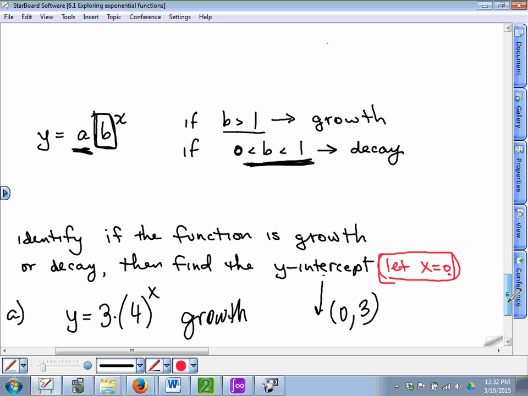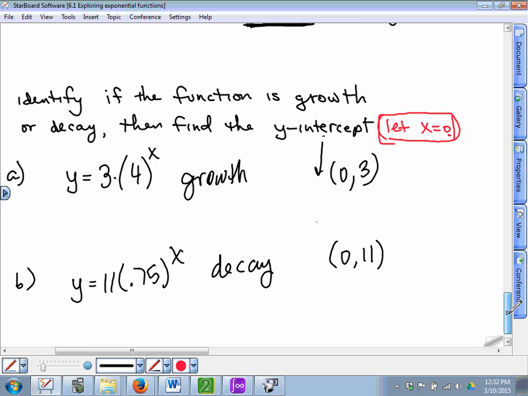Is that what you guys got for part A? Growth. What was the y-intercept? 0, 3. Just so we're clear, if you plug in a 0 for x, 4 to the 0 power is 1, times 3, it's 3.